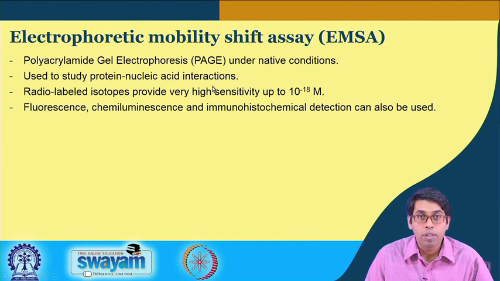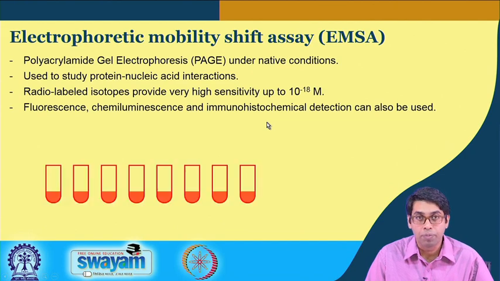This type of experiment is very useful to study protein nucleic acid interactions. It can be DNA or RNA, and again in this case the nucleic acid, which is the ligand, is the one that will be labeled. We can label them with radioisotope. Phosphorus 32 is the most popular choice, and it has the highest sensitivity. It can detect up to 10 to the minus 18 molar. If the binding is not very tight, then fluorescence, chemiluminescence, or even immunohistochemical detection can be used.